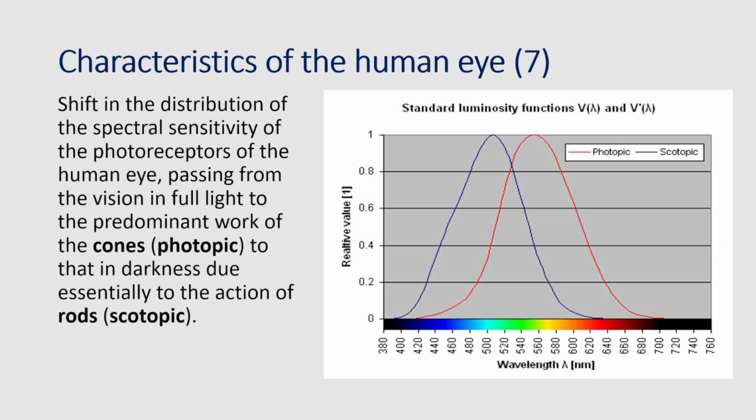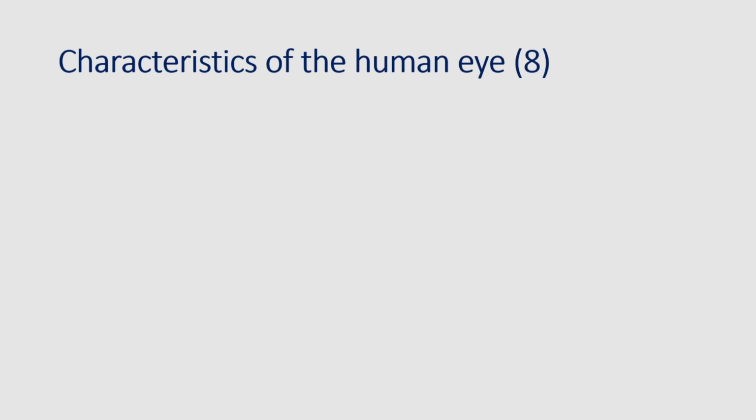Characteristics of the human eye. 7. Shift in the distribution of the spectral sensitivity of the photoreceptors of the human eye, passing from the vision in full light due to the predominant work of the cones, photopic, to that in darkness due essentially to the action of rods, scotopic.